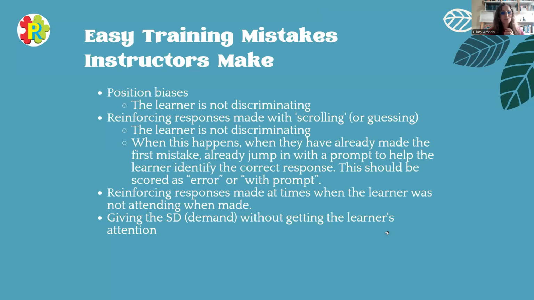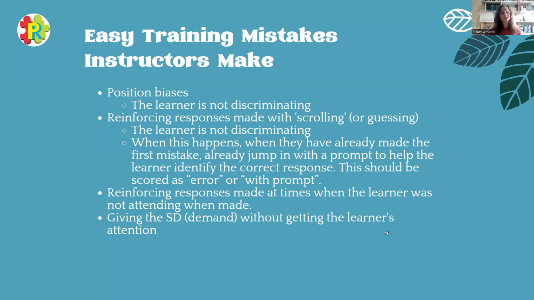Just keep that in mind. You also want to avoid reinforcing responses made with scrolling or guessing. What would this look like? This would look like you have an array of 6 cards. You ask the learner, point to horse, and the learner points to cow, dog, cat, and eventually they make it over to horse. Well, you're not going to reinforce that answer. You don't want to reinforce that scrolling or guessing.